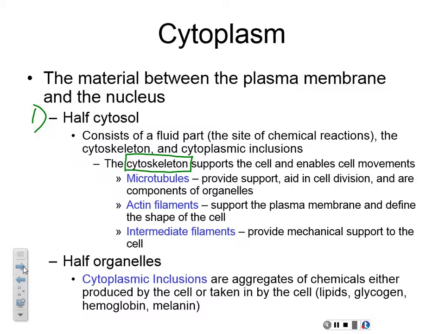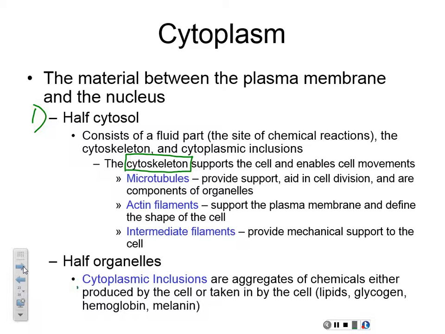Okay, and then these are the different kinds: microtubules made by tubulin, actin filaments made by the protein actin, and intermediate filaments, which provide mechanical support of the cell so that it keeps a certain shape and everything doesn't collapse in on itself, right?